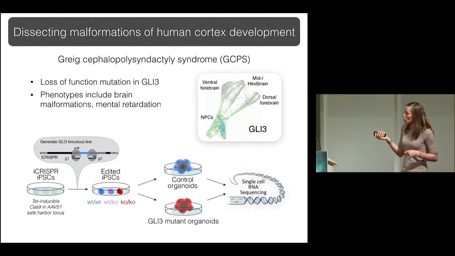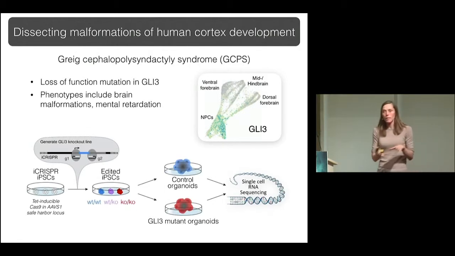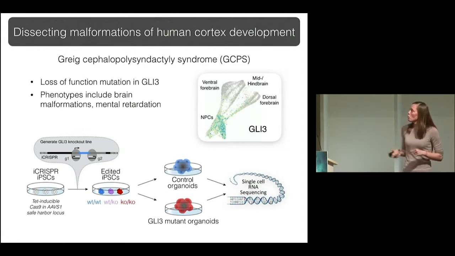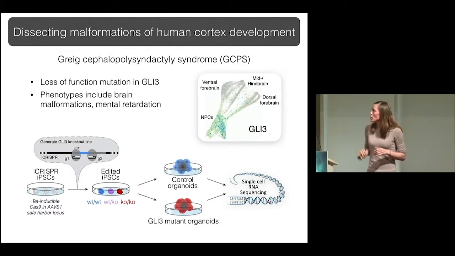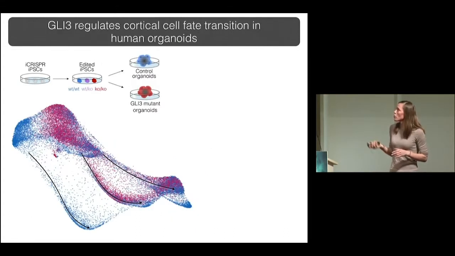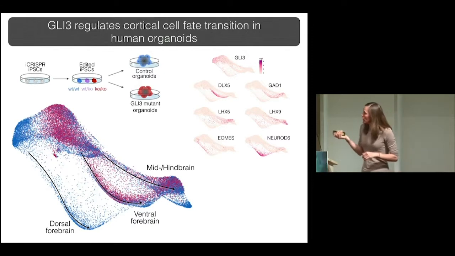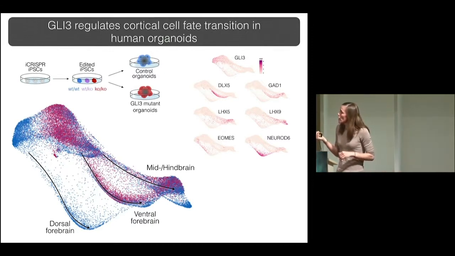And what we did here is the other way to model disease: not taking a patient cell and reprogramming it, but taking our control line and editing it to introduce the mutation. And then we grew organoids for both the control organoids and the GLI3 mutant with the same genomic background. And this is what we get. You can see in colors control and mutant, and again, annotation with mid and hindbrain, ventral forebrain, and dorsal forebrain.